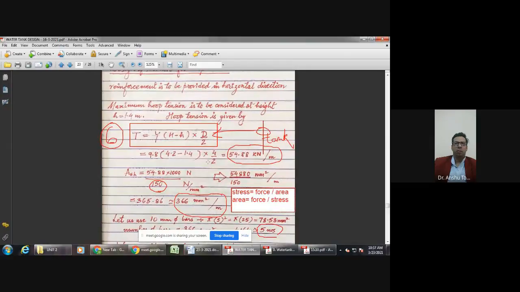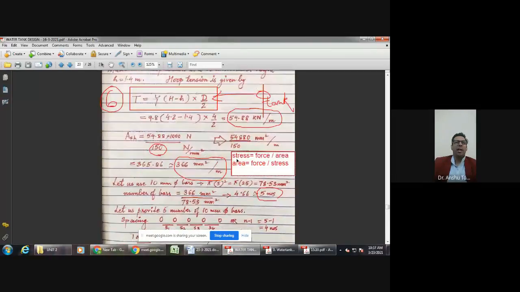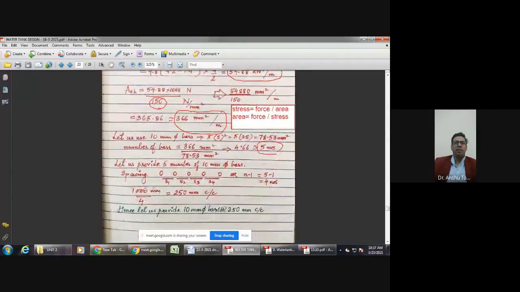Sir, 4. This is the number of spacings. I am asking what is going to be the spacing. 250. 250 is the correct answer. But most of the time, as I told, we don't provide 250 as the spacing for the main reinforcement. We limit it to 200 mm center to center. So you can use either 200 mm center to center or 250 mm center to center. Both are correct. Remember, both are correct.